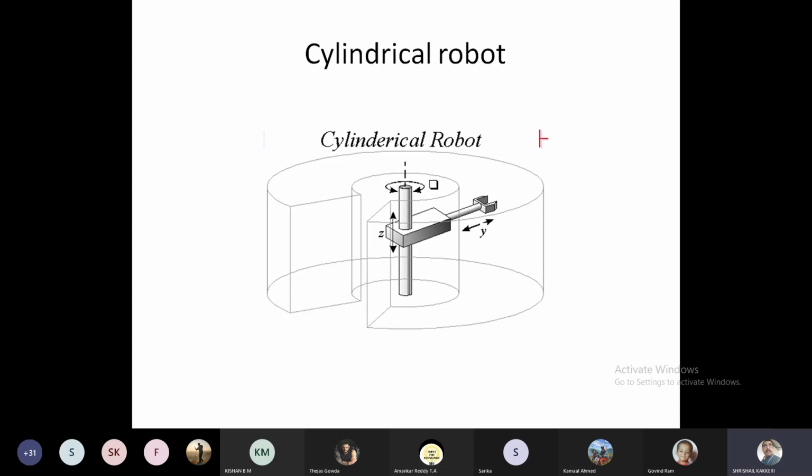The work volume generated by these robots will be in the form of a cylinder, so these are called cylindrical robots. Since it involves one rotational joint and two linear joints, it is slightly more flexible and can do more complicated jobs as compared to the Cartesian coordinate robot. So these are used for loading and unloading and pick and place. It can do simple jobs like simple machining, simple painting and simple welding operations.